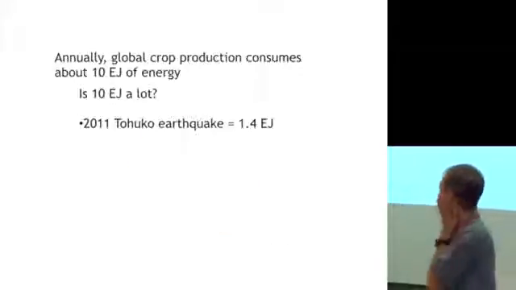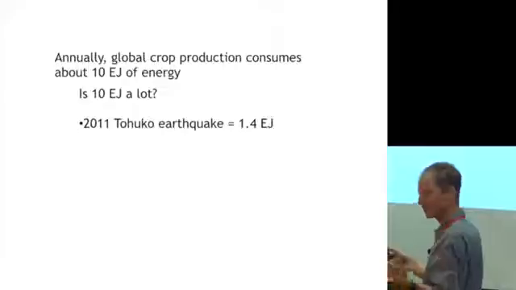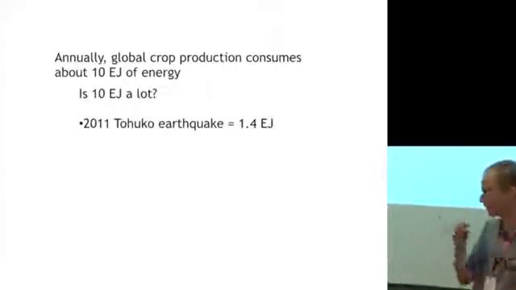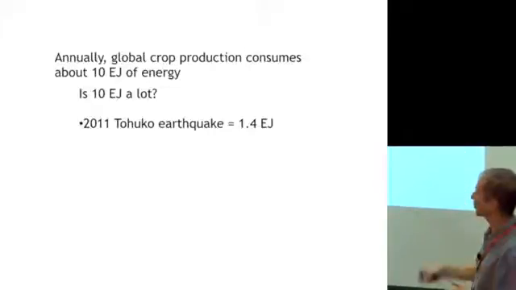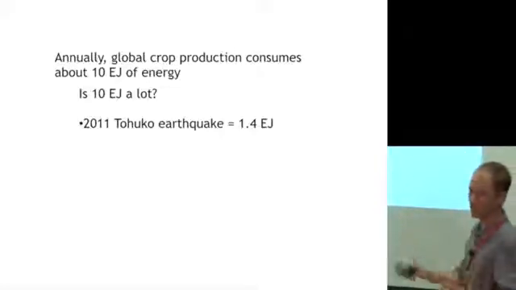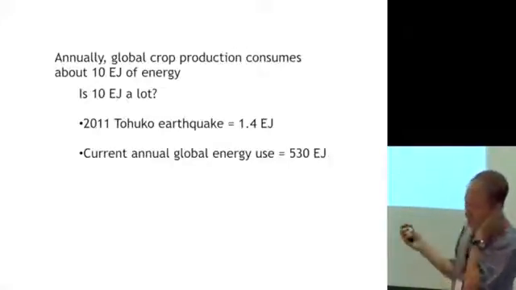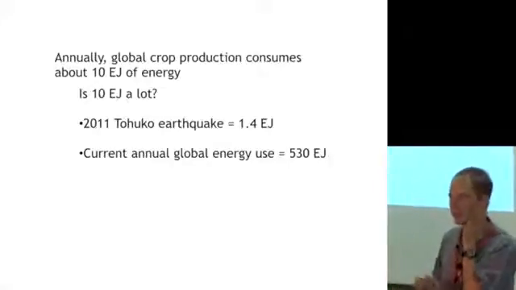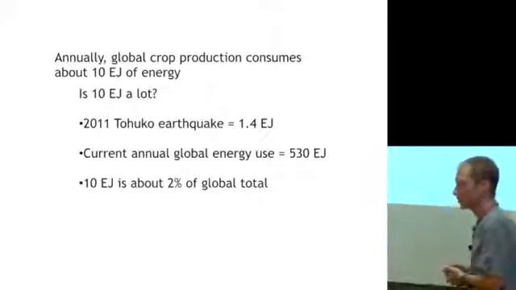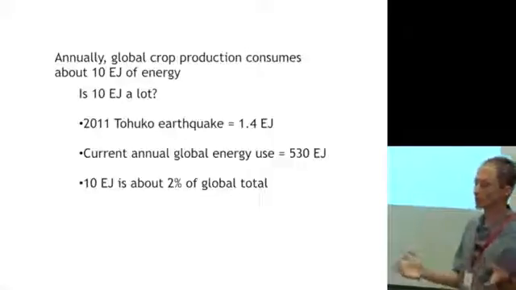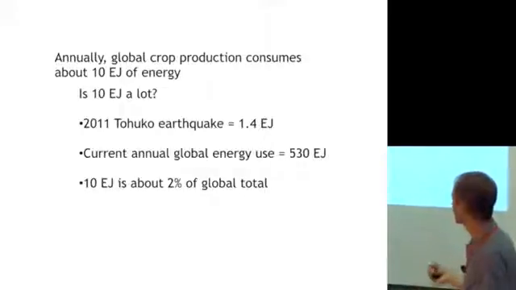All right, so is 10 exajoules a lot? As an absolute number, exa is a big number, right? You should look up your exponent. Exa is like 10 to the 15. A lot of joules. If you look at a massive earthquake, it's even bigger than that. But if you look at total global energy use, which is about 550 exajoules, we're talking on the order of 2% of total energy use to produce food in the world. So, considering how essential food is to society, we're actually using a very small fraction of energy for that.